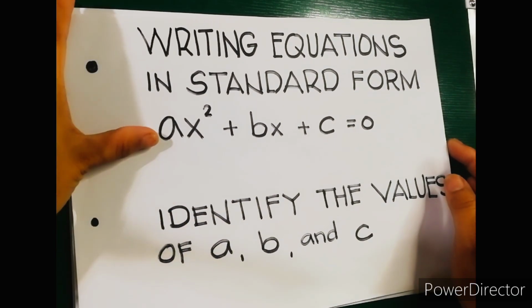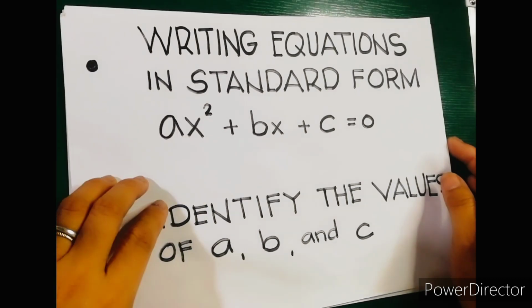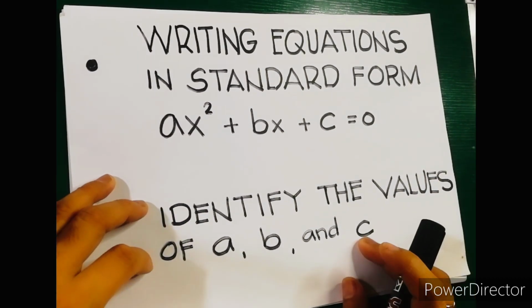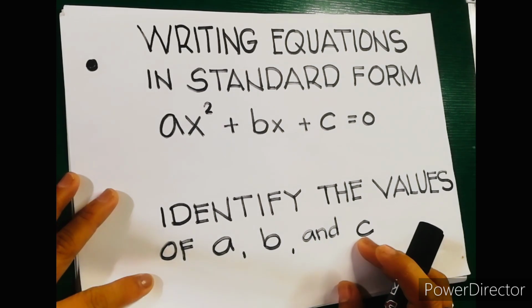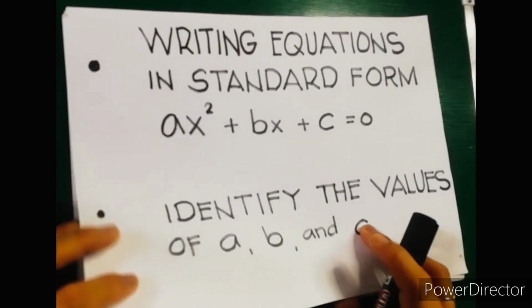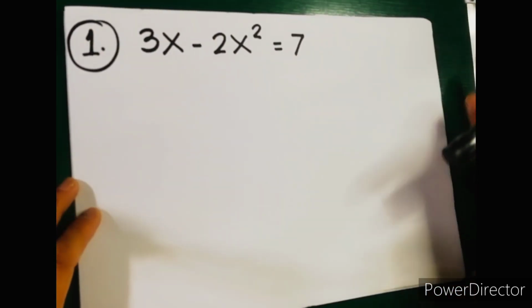So hello. We are now on our lesson number 2: writing equations in standard form and identifying the values of A, B, and C. We have 7 examples here. Number 1: 3x minus 2x squared equals 7.